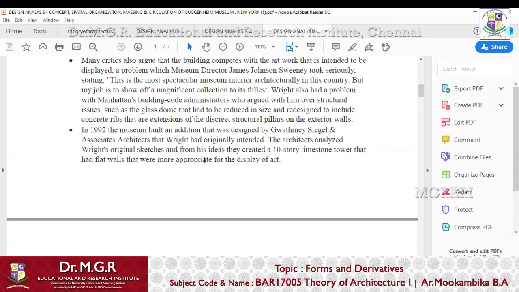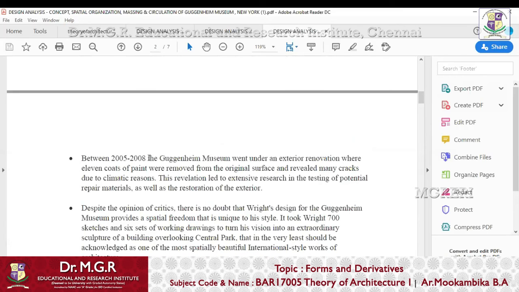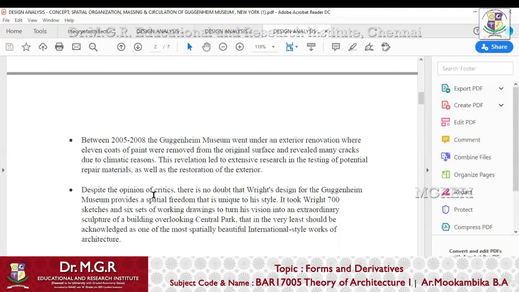Okay, between 2005 and 2008, the museum went under an exterior renovation where 11 coats of paint were removed from the original surface and revealed many cracks due to climatic reasons. This revelation led to extensive research and the testing of potential repair materials as well as the restoration of the exterior. You will be studying maintenance and rehabilitation of structures in higher classes, where you will study how to repair and restore existing buildings. So you understand, 11 coats of paint were removed from the original surface, and only then did the cracks come into the picture.